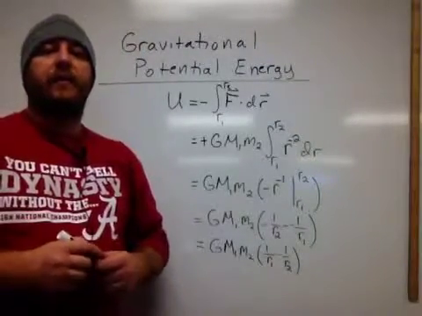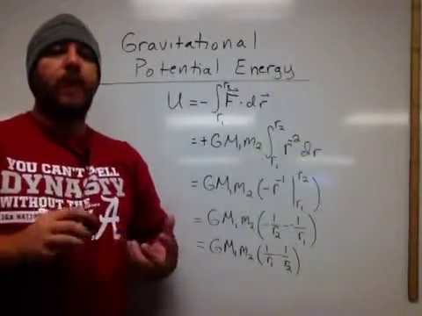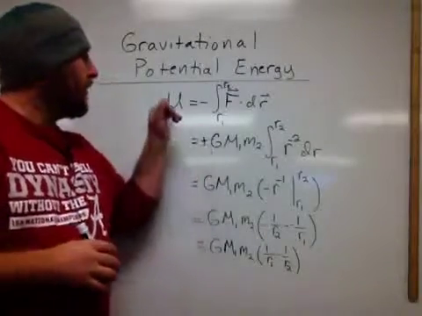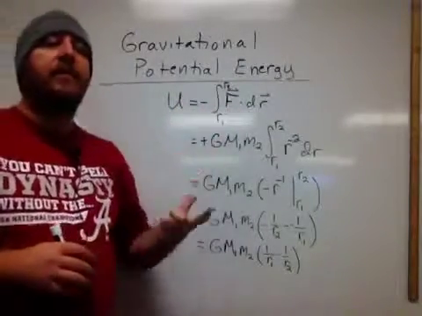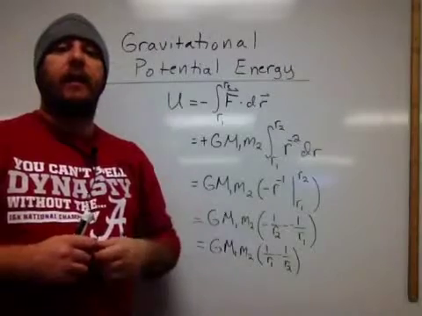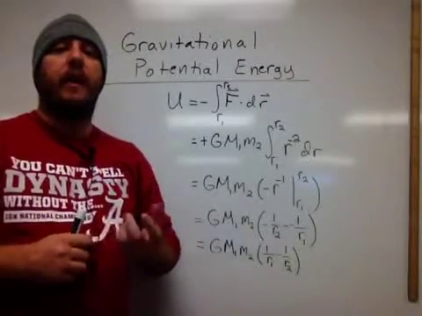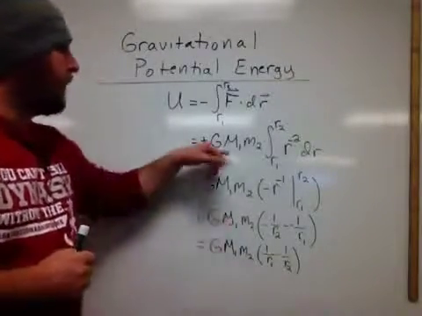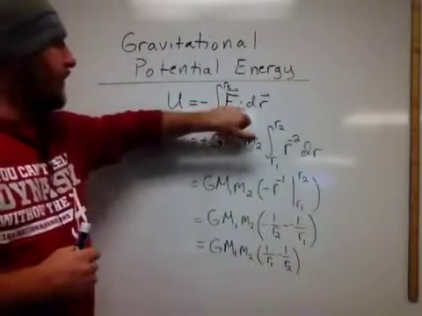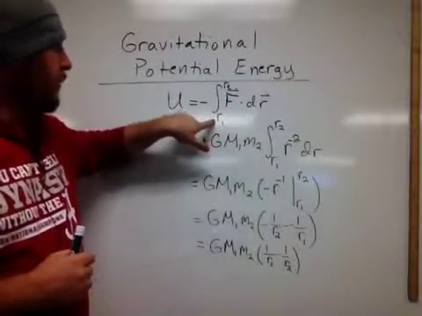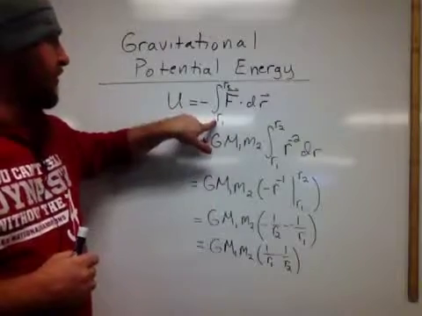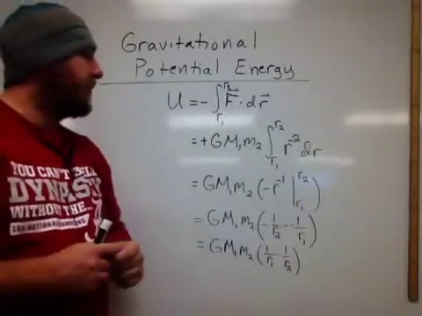Now we want to talk about gravitational potential energy. To introduce the topic, we're just going to look at the definition of potential energy and then plug in the Newtonian universal law of gravitation. So here we have F dot dr, and we're going to move our object from some position 1 to some final position 2.